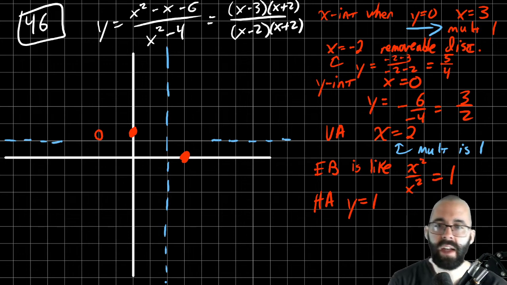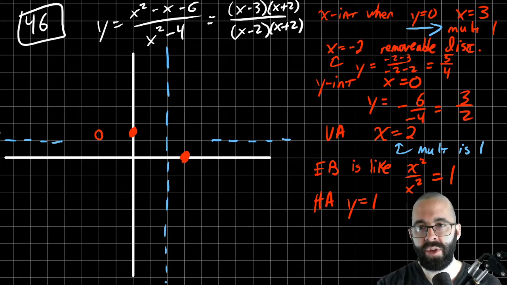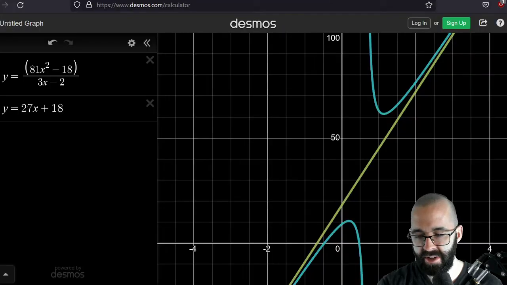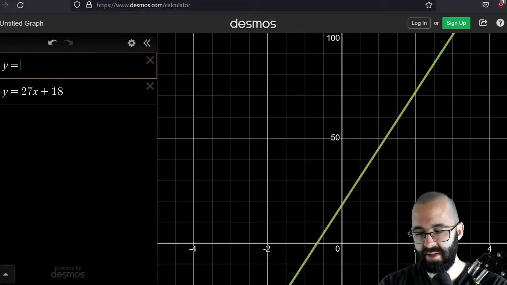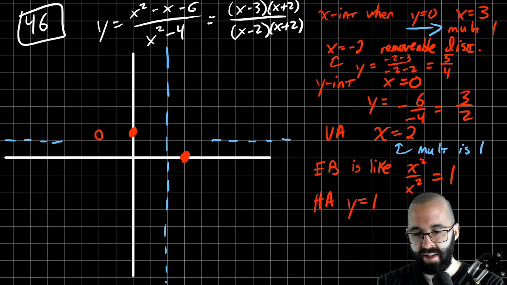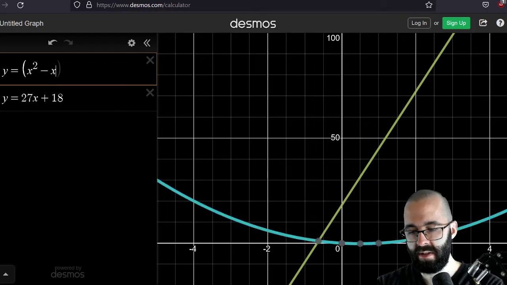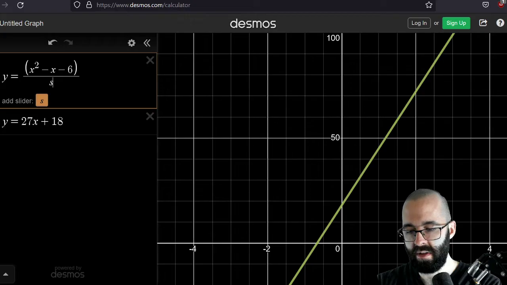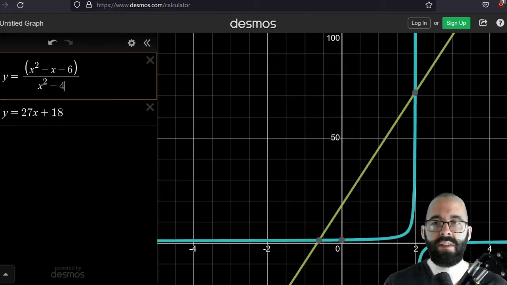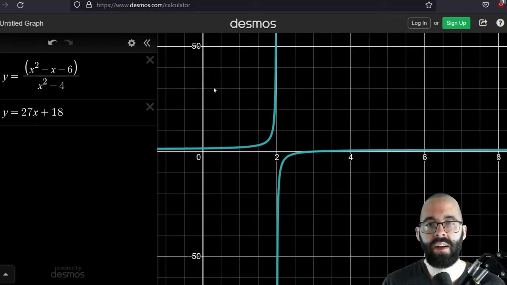All right. And again, you can plug in a couple points to get a better idea of the shape here. But you can also just use Desmos to fill in the blanks. You're going to be looking at x squared minus x minus 6 divided by x squared minus 4. Whenever you're checking your answer, always make sure to plug in the original thing.